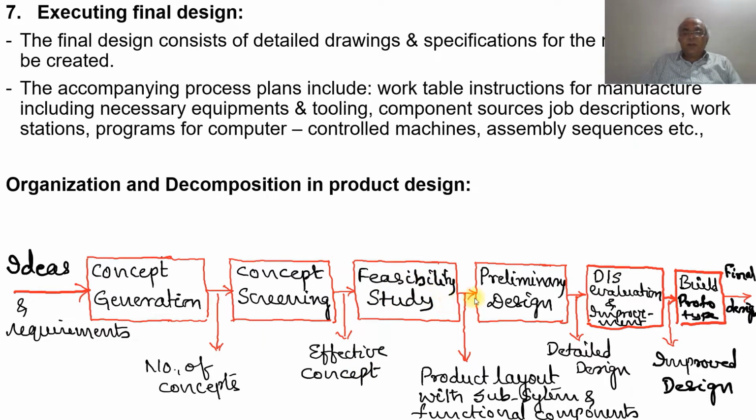Then we have the preliminary design. In this preliminary design, we have the product layout with subsystems and functional components. Once the preliminary design is completed, we go for the detailed design. For that, we should have design evaluation and improvement. After that, you build a prototype so that you have the improved design. After that, you get the final design. So this is the organizational setup in product design.